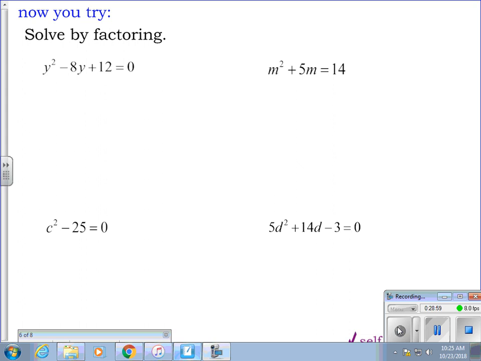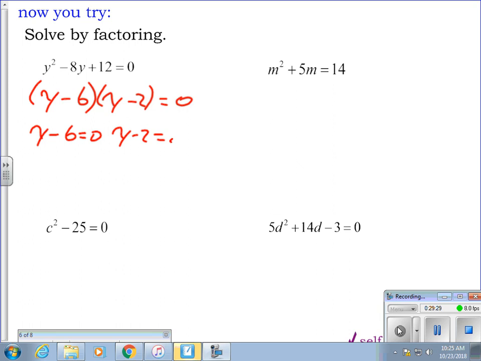Okay, let's go ahead and do these. First one, factor it out. Two numbers that multiply to give me 12 and add to give me -8. Y minus 6, y minus 2 is equal to 0. -2 times -6 is +12. -6 plus -2 is -8. Set each factor equal to 0. Y minus 6 equals 0. Y minus 2 equals 0. Y equals 6. Y equals 2.